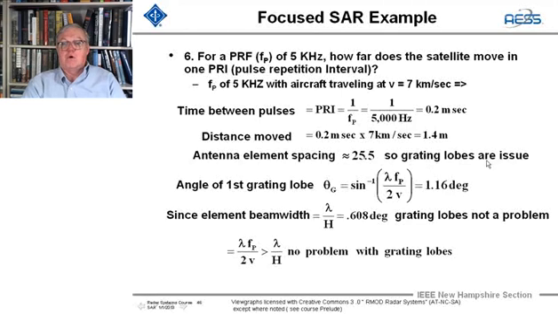So grating lobes are an issue. The first grating lobe is at the inverse sine of that quantity. Got to go back again and check that out. It's at 1.6 degrees. And since the element beam width is 0.61, essentially 0.6 degrees, grating lobes are not a problem. And so this is the constraint we have. Since this quantity is greater than that, there's no problem with grating lobes.